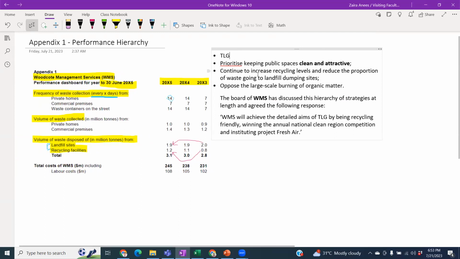Right. Now, I'm giving you 2 to 3 minutes. Try to identify whether these 3 objectives or the overall aims can be measured by any of these indicators which are given in appendix number 1. Try to take 2 minutes and think over it.